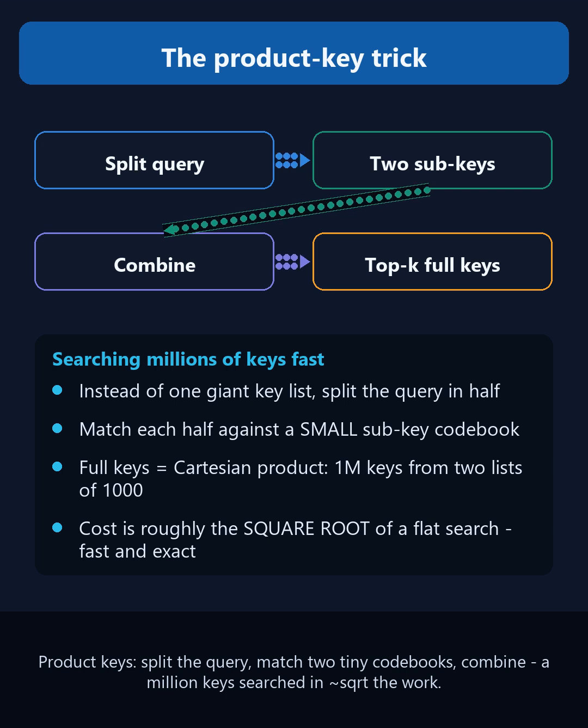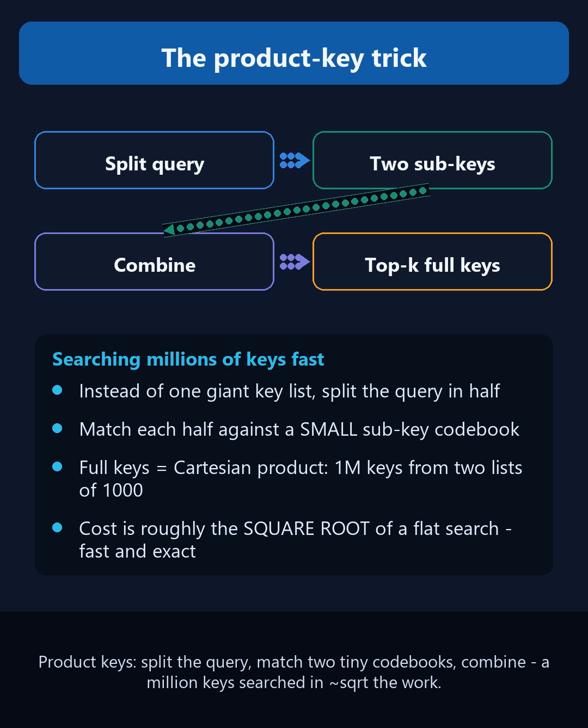The clever part is how it searches millions of keys quickly, using product keys. Instead of one giant key list, the query is split in half and matched against two small sub-key codebooks. The full key set is the Cartesian product of the two, so 1,000,000 keys come from just two lists of 1,000. You find the best sub-keys in each half, combine them, and pick the top matches, costing roughly the square root of the work.